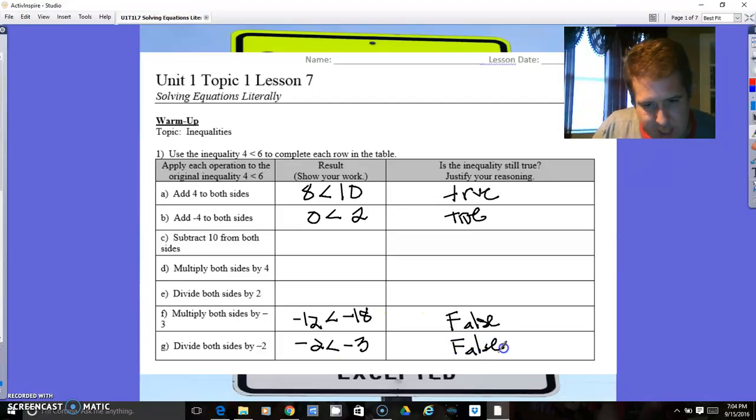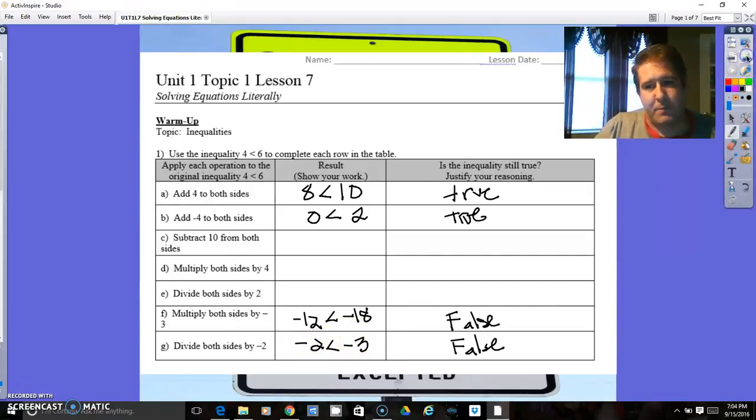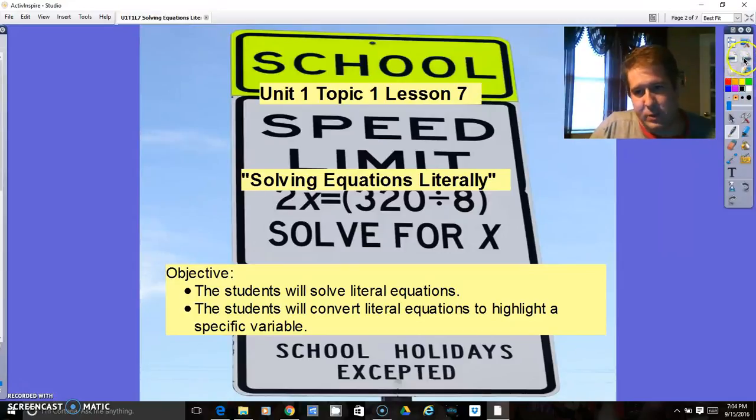So as I mentioned just a second ago, if you multiply or divide by a negative, that's what we just figured out, you must flip the sign. So negative 2 would have been greater than negative 3. That will help us out when we're solving equations later on, especially in the next topic.